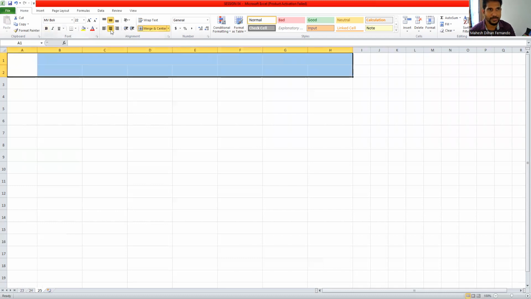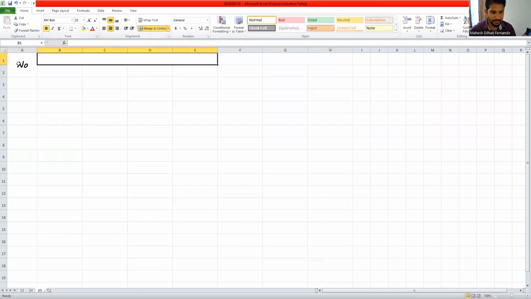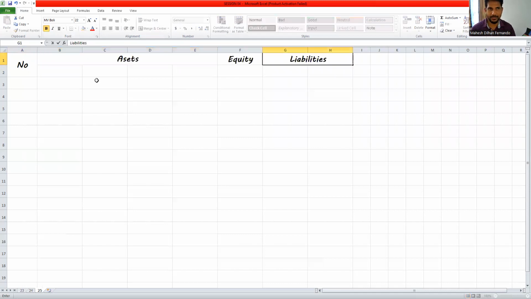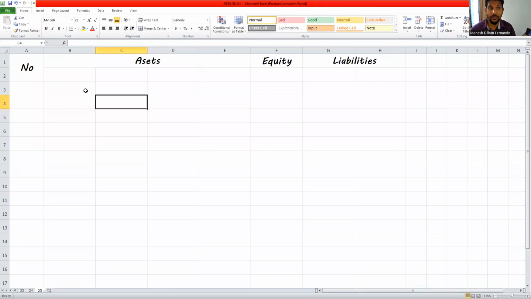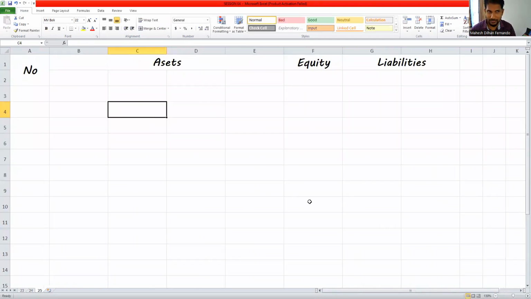Number, assets. Then we have equity. Finally, liabilities. You have to practice how to draw this table.